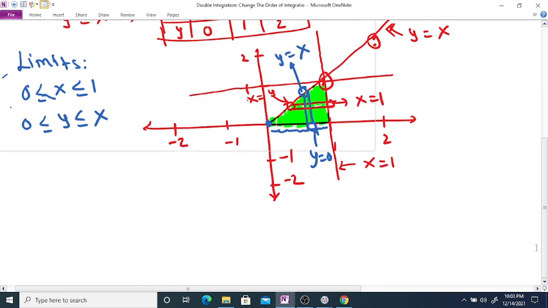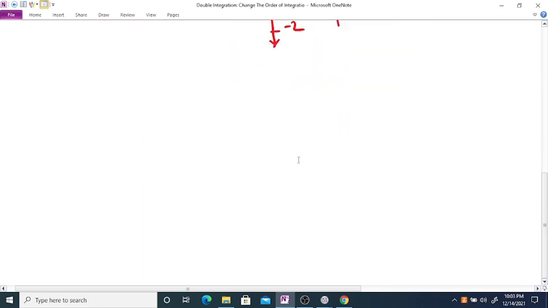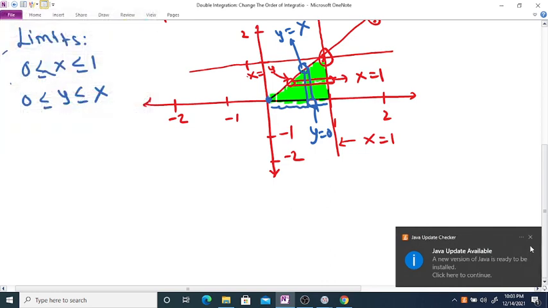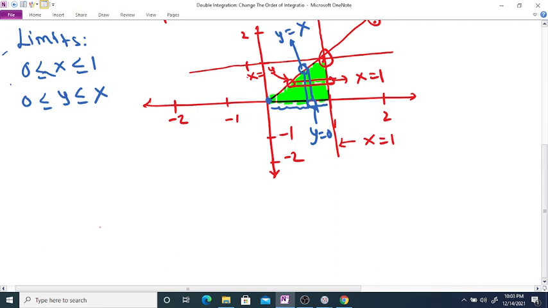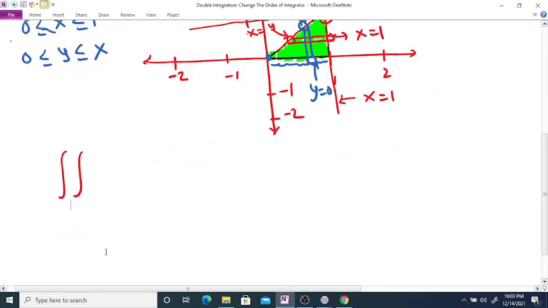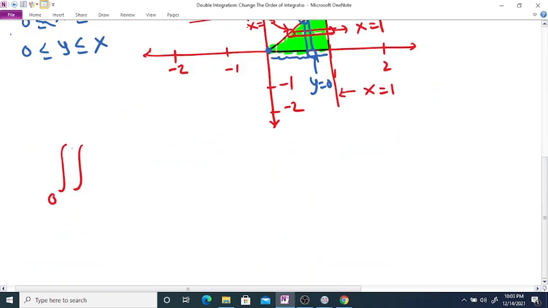Again we are going to use Fubini's strong theorem because the limit of y is given in terms of x. So now we can write the given integration, 0 to 1, y to 1, e raised to x square dx dy, as 0 to 1, where the limit of x is 0 to 1.